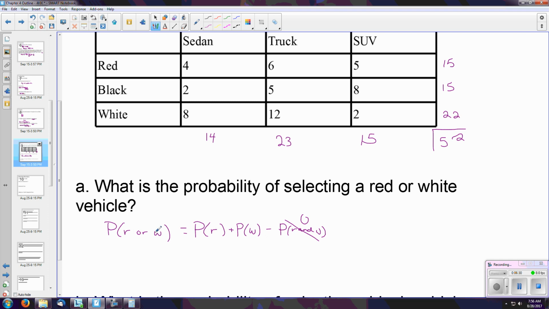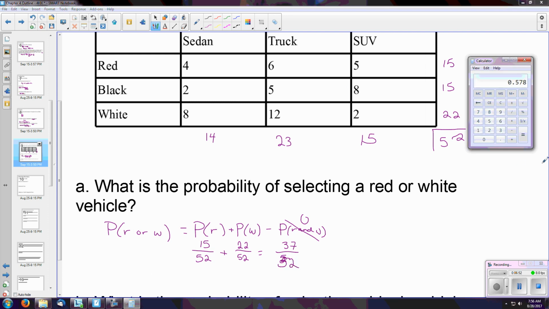What's the probability of selecting a red vehicle? There are 15 red vehicles out of 52. And how many white vehicles do we have? 22 over 52. So we add those together, and we get 37 out of 52. So go ahead and calculate that as a decimal just to give us an approximate. Gives us about 71.2%. So that's 0.712.